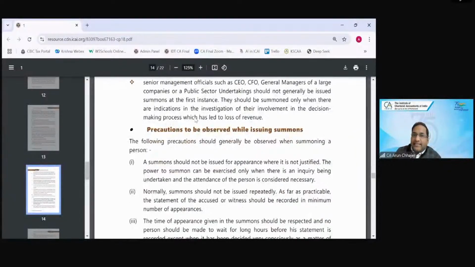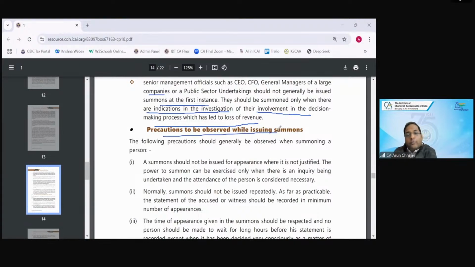Senior management like CEO, CFO, or general manager of a large company or PSU should not generally be issued summon at the first instance. They should be summoned only when there are indications from the investigation of their involvement in the decision making process which led to loss of revenue.